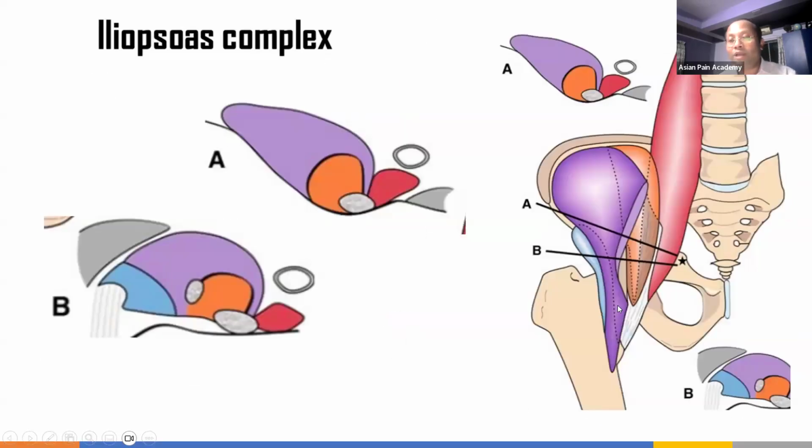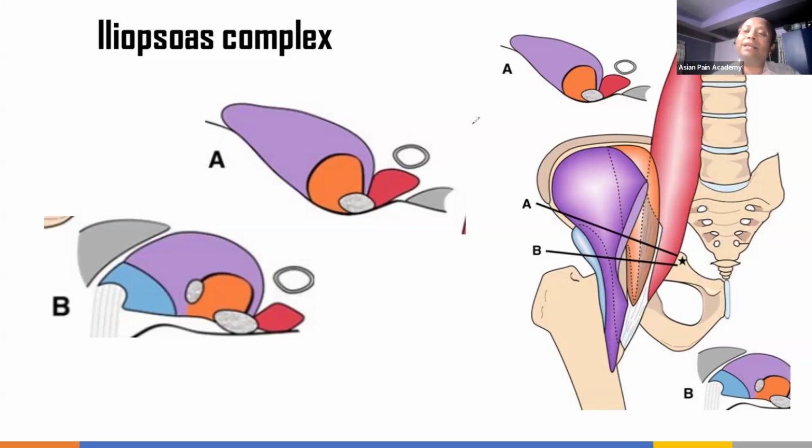So you can see this white part, this is actually the tendon. A lot of the area has become tendon, completely tendon. This tendon is the psoas tendon. The psoas muscle is much more proximal. The psoas muscle is here, and in this area, just over the head of the femur, this psoas tendon actually becomes a tendon.